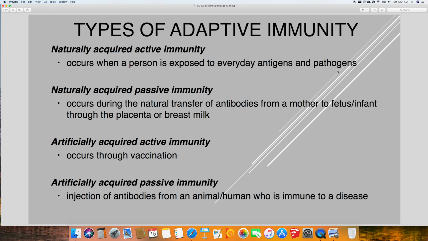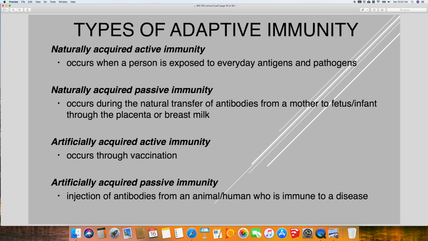All right, then we talked about the types of adaptive immunity. We have four main types. We have naturally acquired active immunity. If you see the word naturally or naturally acquired, that means a human body is actually making antibodies. Now, if you see artificially, that means these are produced in the lab. Active means that the person's immune system is actively mounting the response, and if you see passive, that means they are just receiving the immunity. They don't have to do anything to produce it themselves.